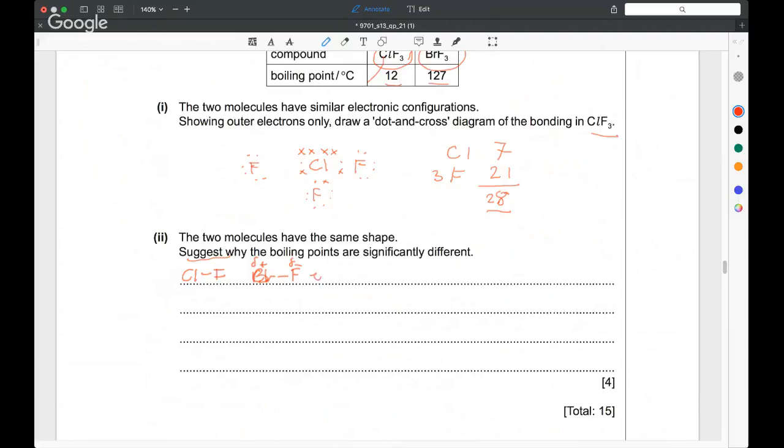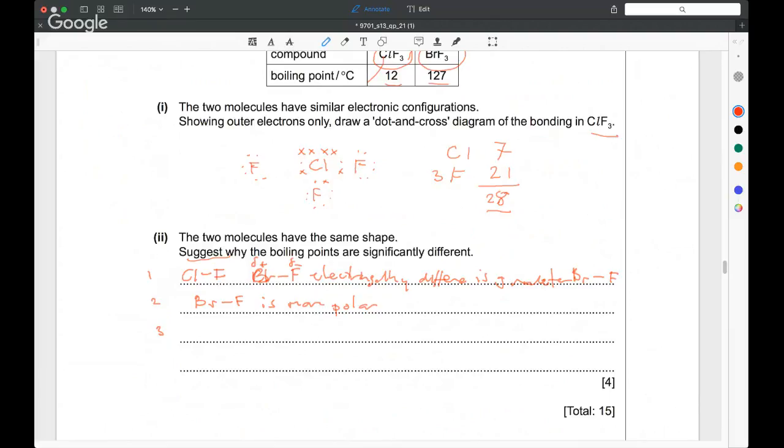So the electronegativity difference is greater for the bromine fluorine bond. That's your first point. Second point, therefore the bromine fluorine bond is more polar. There's a greater electronegativity difference.